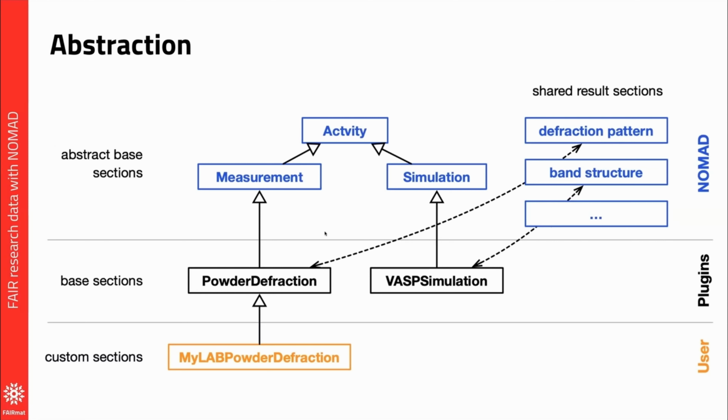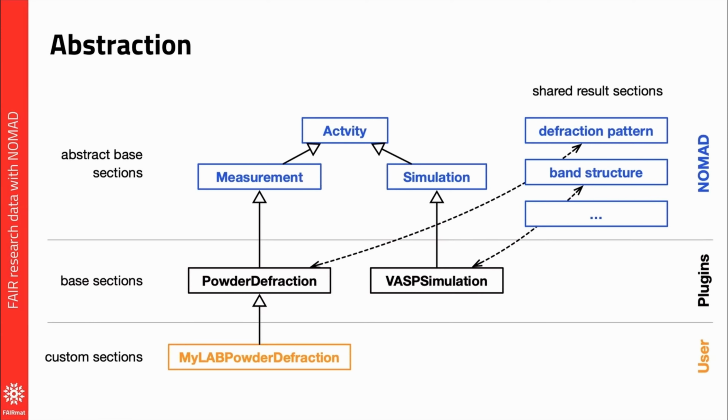And then you see, okay, who's defining all the schemas? Where are they coming from? A bunch of schema stuff comes from NOMAD directly, so it's part of our project. For example, we define what an activity is, and then a simulation is an activity, and a measurement is an activity. These kinds of concepts exist in NOMAD itself, and then NOMAD can provide certain functionality around it, right?